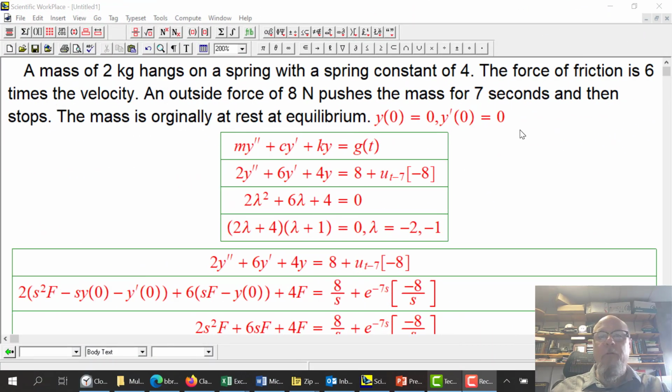Let's take a look at a spring question, but specifically a spring question where the forcing function, the outside function, is something discontinuous. So we're going to model it with the Heaviside step function. Okay, let's read through the question.